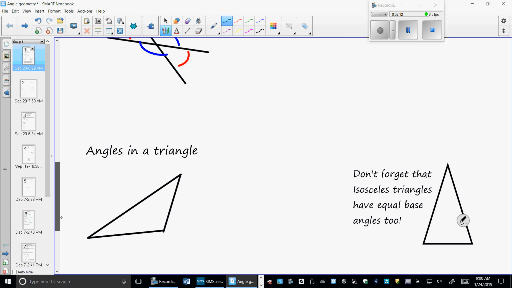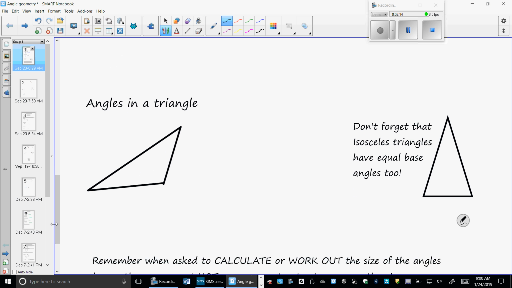Okay, and for the triangle. What do we know about the angles in the triangle, Shayla? Nice. So the angles in the triangle add to 180. Again, don't say they equal 180, say they add to 180.